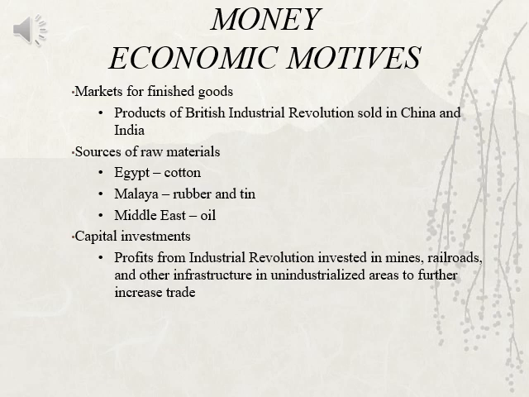These impoverished nations, which were now under European control, also provided the capital for investments, whereas the profits from the Industrial Revolution were invested in mines and railroads in these unindustrialized areas to help build up the infrastructure to further facilitate trade.